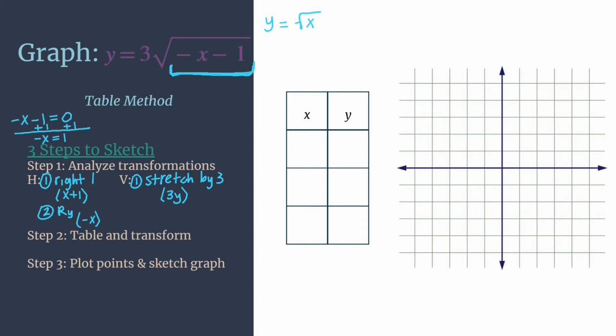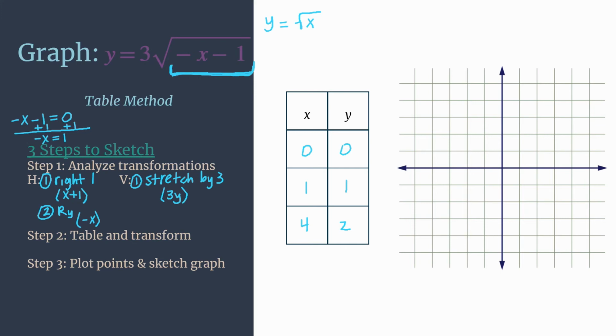We are ready to move on to step 2 and get our table going and apply these transformations. So before we do that, we want to remember our points for our parent function, the square root of x. So that's the shooting star graph that's really mostly in the first quadrant. So we know that one starts at the origin at 0, 0. It has a point of 1, 1 because the square root of 1 is 1, and a point at 4, 2 because the square root of 4 is 2.